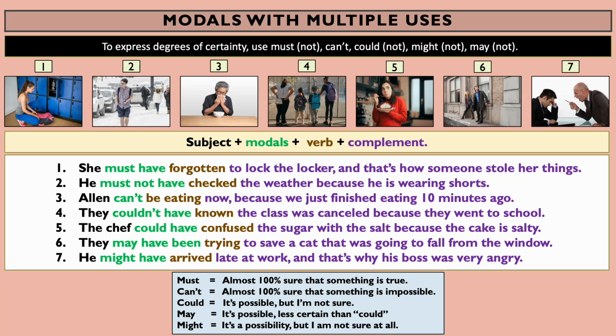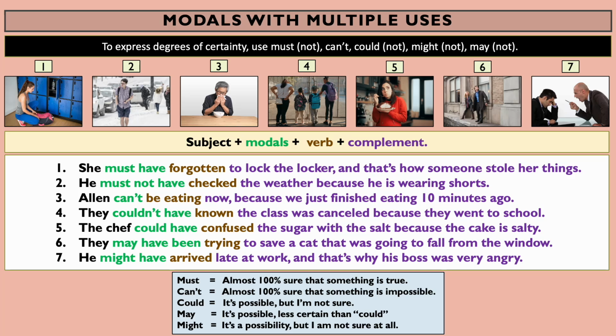If you look at the rectangle below, you're going to see the modals, and next to them, you're going to see what they express. Use must when you're almost 100% sure that something is true. Use can't when you're almost 100% sure that something is impossible. Use could when you think that something is possible, but you're not sure. Same with may. Use it when you think something is possible, but it's less certain than could. And with might, same. Use it when you think something is a possibility, but you're not sure at all.